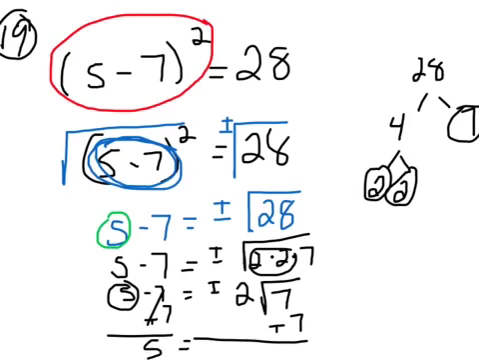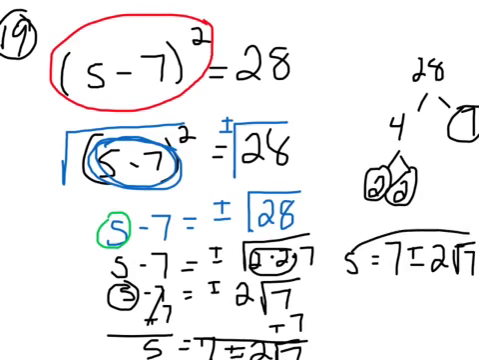s is equal to, I'm just going to put the 7 first, 7 plus or minus 2 square roots of 7. So we really can't simplify that at all. That's as far as you can go with it. So remember to simplify your radical before you move the 7 over, and that'll make it a little easier to get your answer.